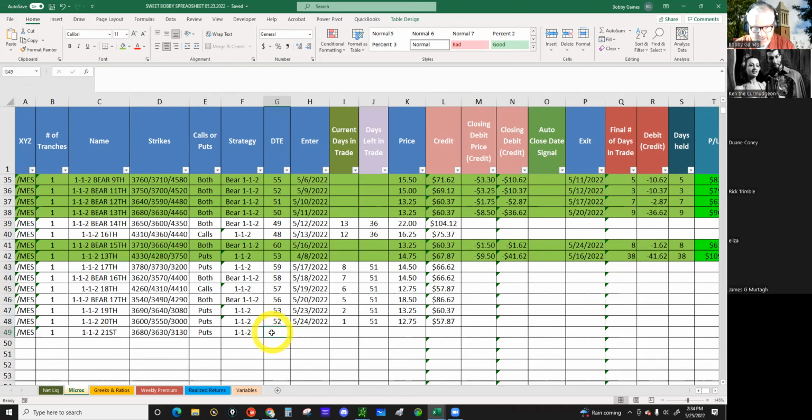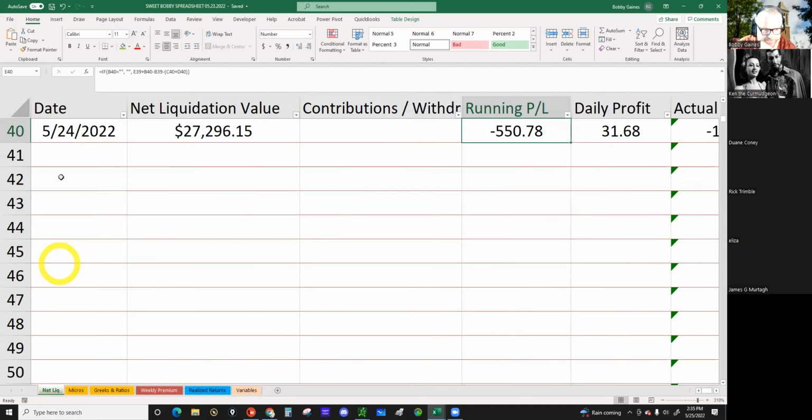81 days. Y'all hear that thunder? Leave it. 5/25/22. Wait, why did this say? Oh, okay, 51. Okay, there we go. We got in for 13.25. So we brought in $60.37. Beautiful. All right, so let's check our net liq in this account, see how bad we're losing money today.